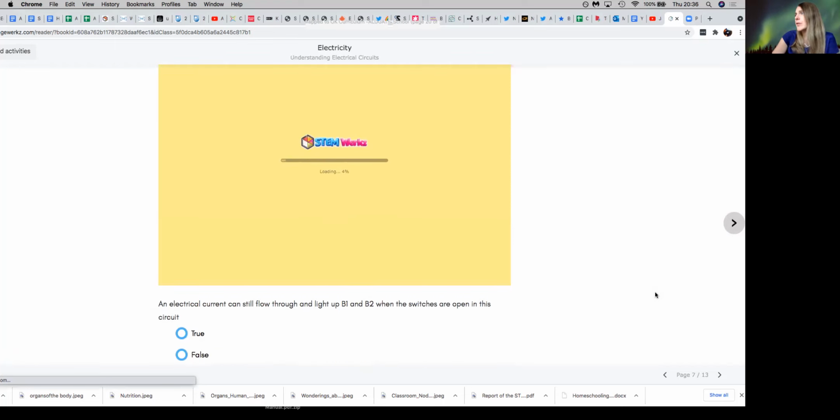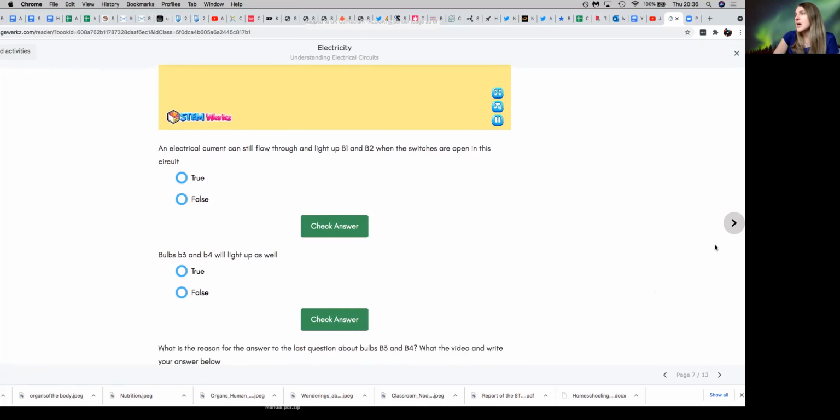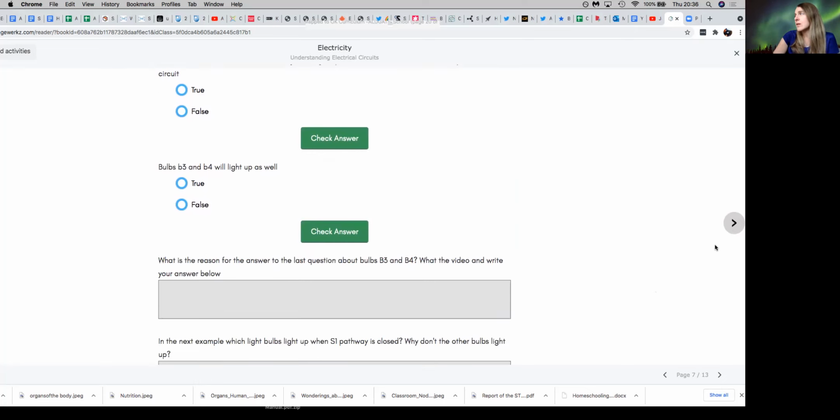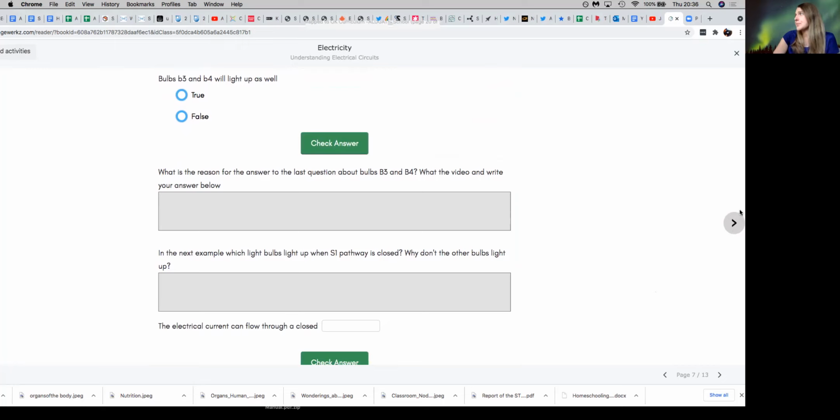And then looking at really what happens to that electrical current and the light. Can it still go through those B1 and B2 when the switches are open? So we've really got into details there, which is absolutely important for the learning objectives in year 6.